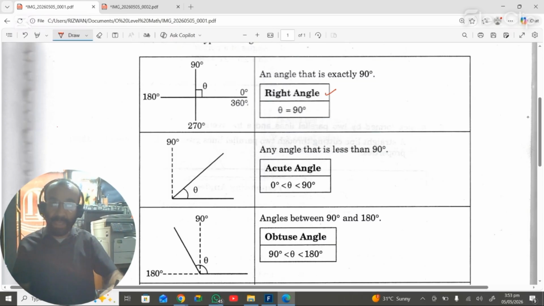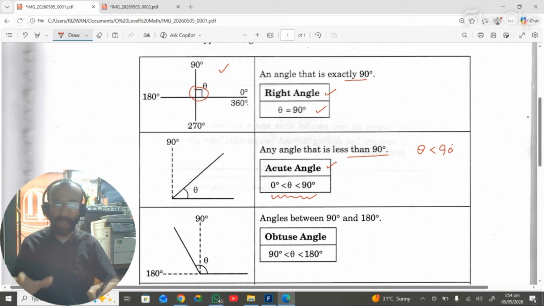Any angle that is exactly equal to 90 degrees is called a right angle, and its measurement is 90 degrees, and this is a type of right angle, and this is represented by this sign. So this is a right angle. The next type is acute angle. Any angle that is lesser than 90 degrees is called acute angle, and this is the range of the acute angle. So theta is greater than 0 degree and lesser than 90 degree, and this is a type of the acute angle.